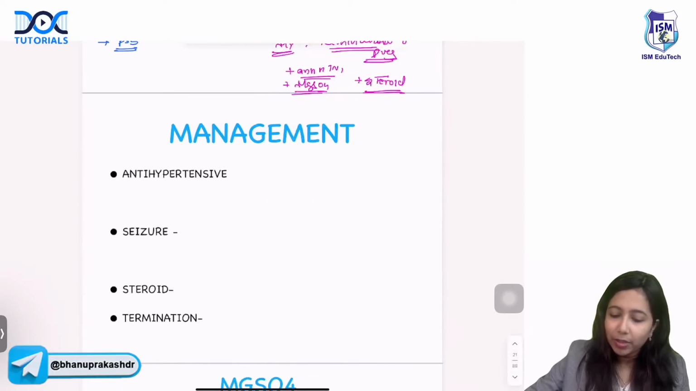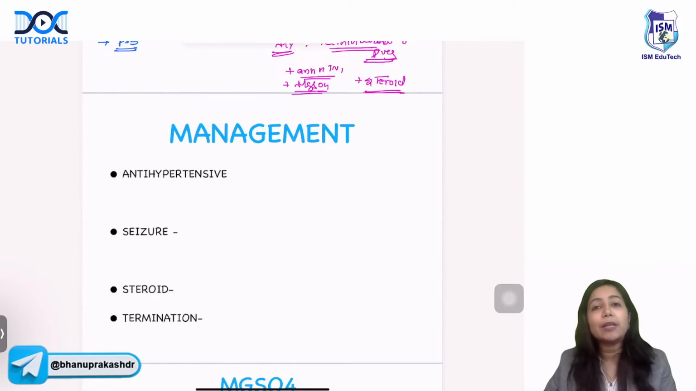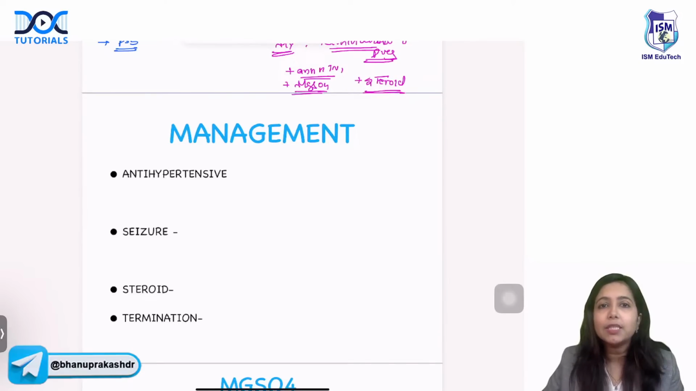Now coming to the management of preeclampsia. The basic and most important management is to give the patient medication to decrease the blood pressure. We have to prevent any seizure from happening, and we will have to terminate the pregnancy depending on the period of gestation.